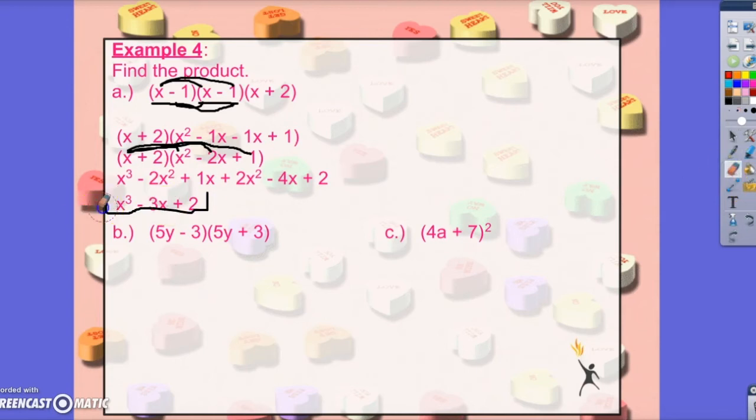Oh, one second. The line's a little crooked there. Or very crooked, I should say.